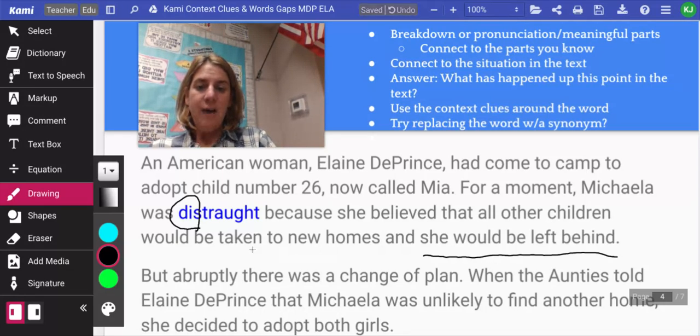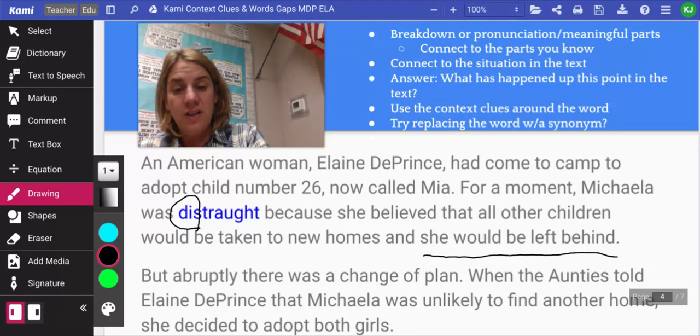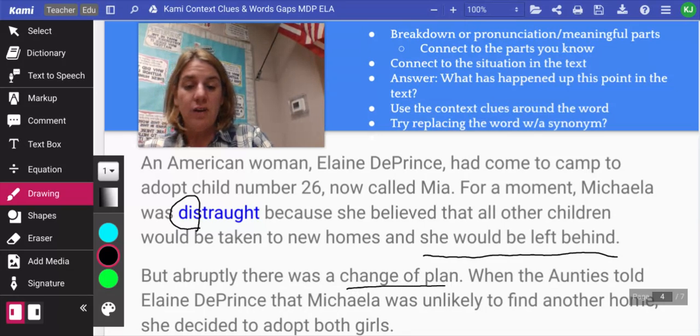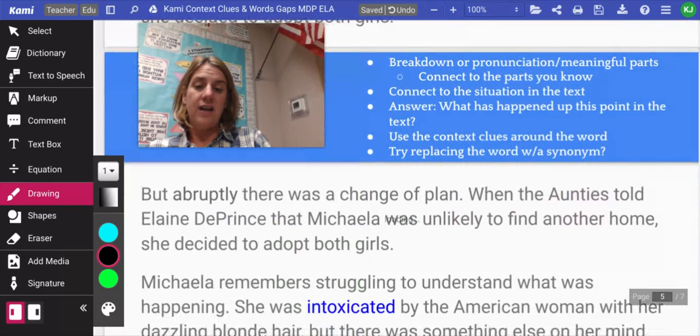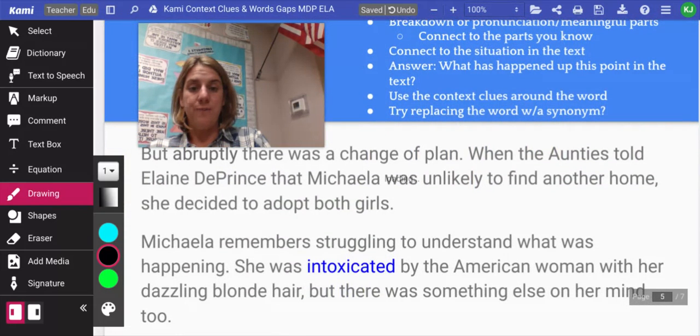All right. And we have the second paragraph because we might need to look in there for some more clues. But abruptly, there was a change of plan when the aunties told Elaine DePrince that Michaela was unlikely to find another home. She decided to adopt both girls. So I notice there's a change of plan, right? She was not adopting her, and now she is. All right. Let's take a look at another example.